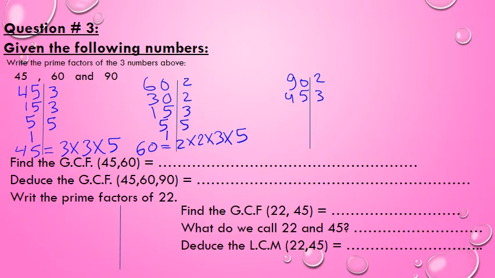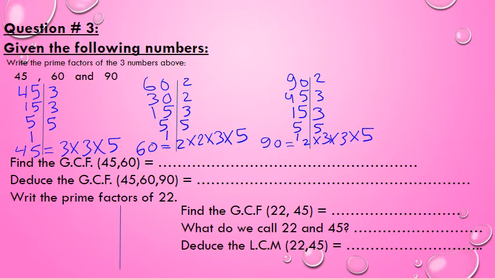45 divided by 3 is what? 15. 15 divided by 3 is 5. 5 divided by 5 is 1. So the prime factors of 90 are 2 times 3 times 5. Now, Badia, we should find the GCF of 45 and 60.